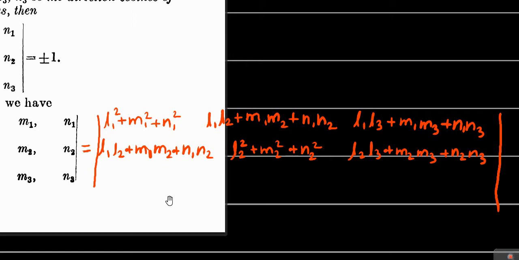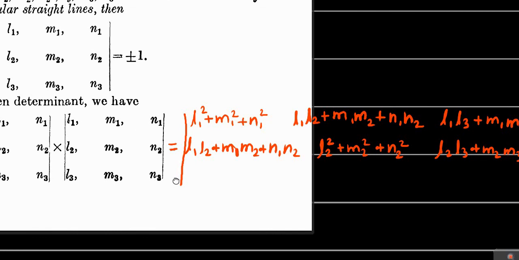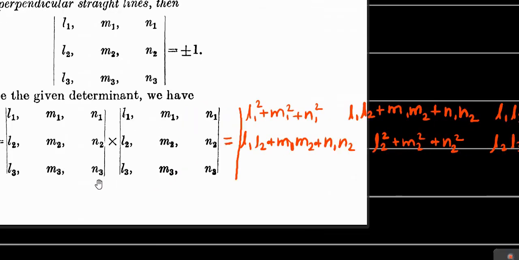Now, next we will move to the last row of the resultant determinant, which will be the product of the third row from the first determinant with the first row from the second determinant. So, it will be L3 L1 plus M3 M1 plus N3 N1. So, we will get L3 L1 plus M3 M1 plus N3 N1.